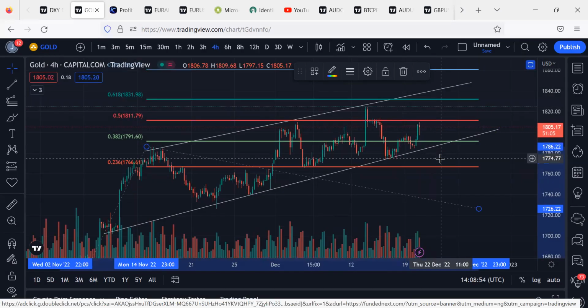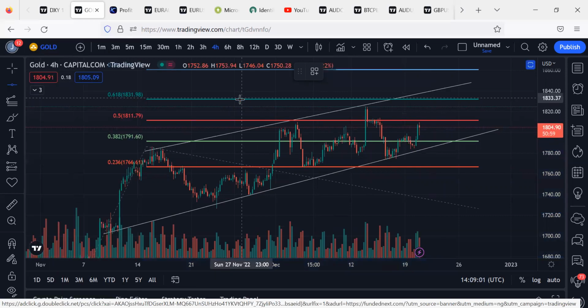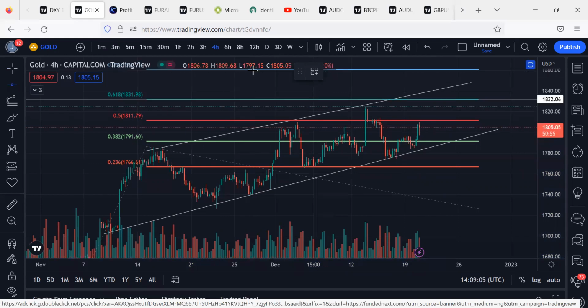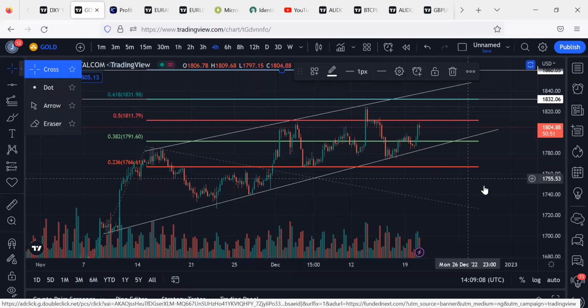So how do we find our entry? I'll put my resistance level here, and I'll put on that level here. Even though it still keeps going to that place, I will not take any trade above where we are right now.